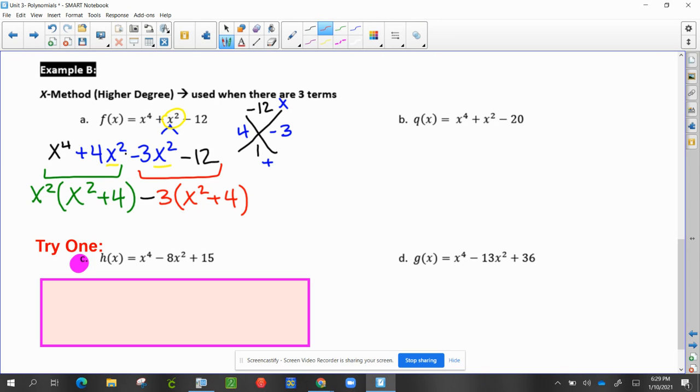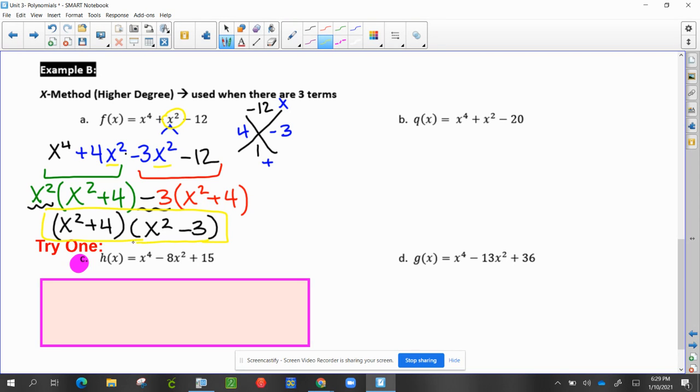How do we know we did it correctly? Well, my parentheses match, right? That's what we look for. So final answer here, we have x squared plus 4. We bring down our parentheses. They match, so we just bring down 1. And remember, our other factor we get from the outer numbers, so x squared minus 3. We put those together.